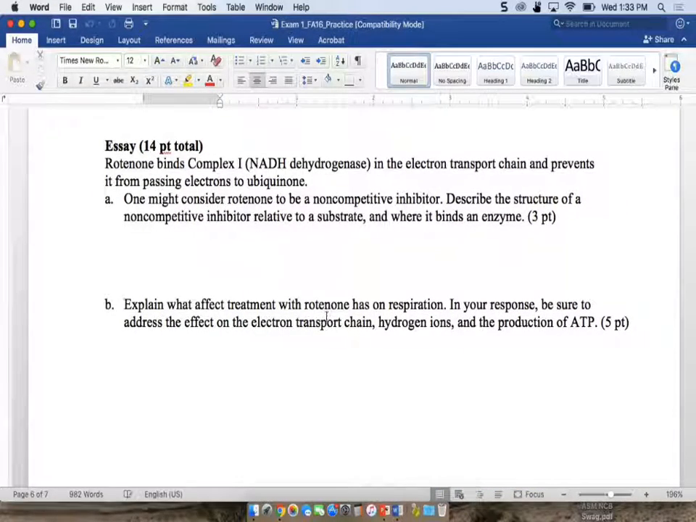Rotenone binds to complex 1, NADH dehydrogenase, in the electron transport chain and prevents it from passing electrons to ubiquinone, which is the second complex. One might consider rotenone to be a non-competitive inhibitor. Describe the structure of such an inhibitor relative to the substrate and where it binds an enzyme. That was part 1. Part 2 is explain what effect treatment with rotenone will have on respiration. You should be including terms like electron transport chain, hydrogen ions, production of ATP. Okay?